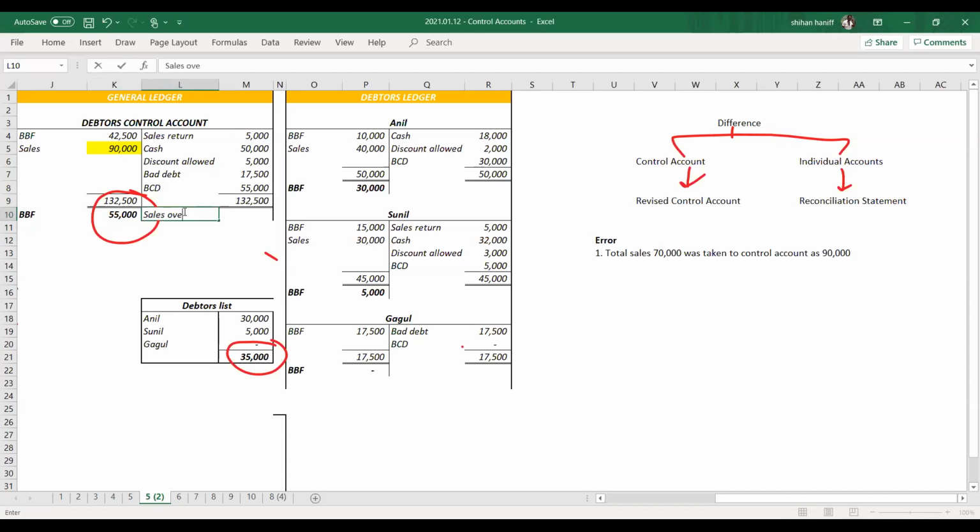Sales overcasted 20,000. 70 was recorded as 90. So if you correct it, now if you calculate the balance, it will be 35,000. Okay, that's how you do the correction from the control account.